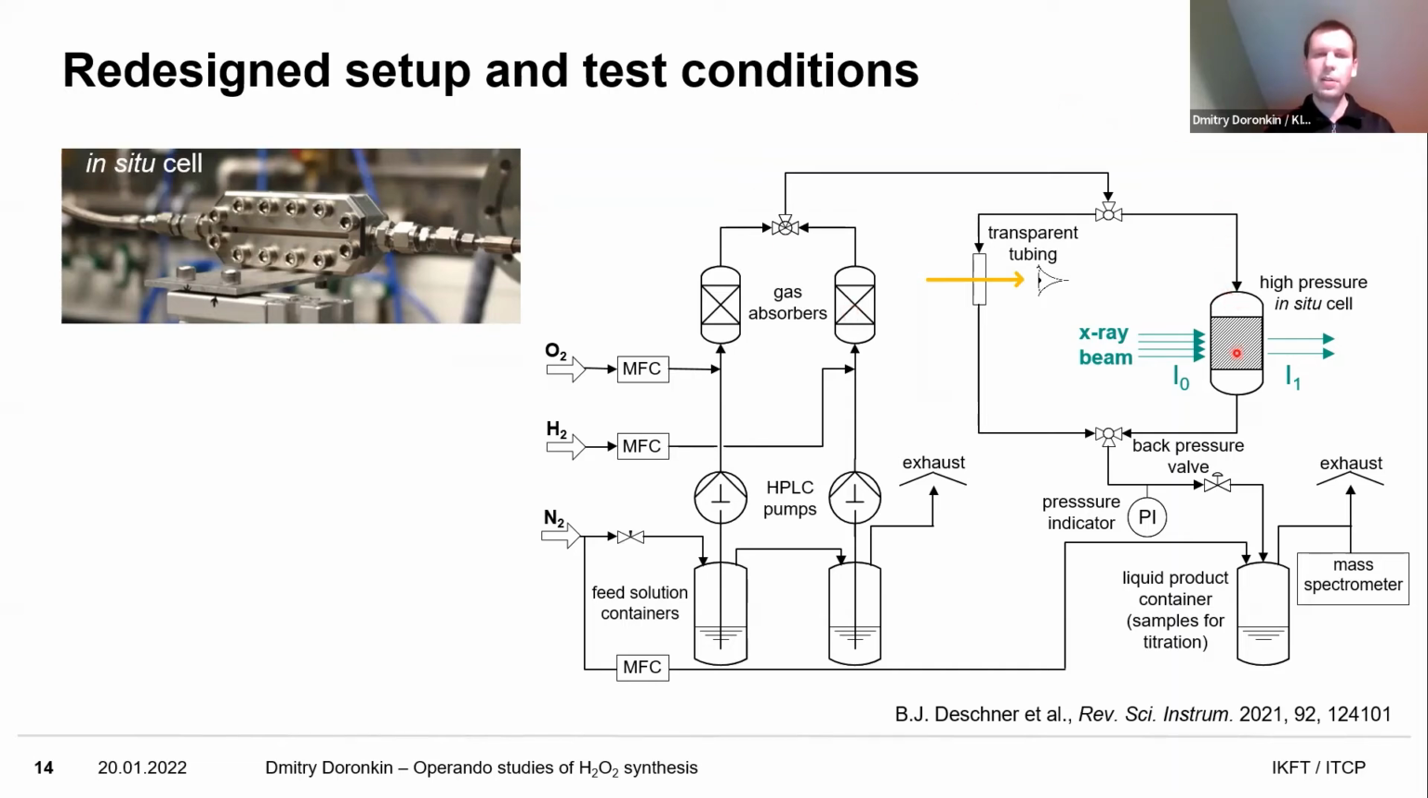Then going through the in situ cell, so now it's the same, and then depressurizing through a back pressure valve and going into the liquid product container. Previously, we relied on automated photometric titration as an analytics to make it online. We decided that it doesn't pay off. So what we did now is that we started flushing the liquid product container, and that is to remove unreacted oxygen and hydrogen, not to make an explosive atmosphere in this container. And then it's flushed directly into the mass spectrometer and the rest to the exhaust.